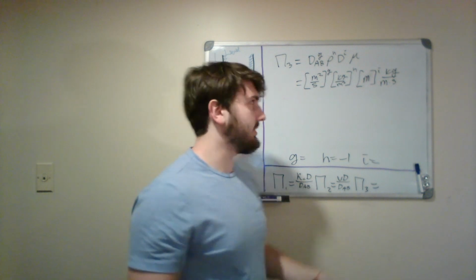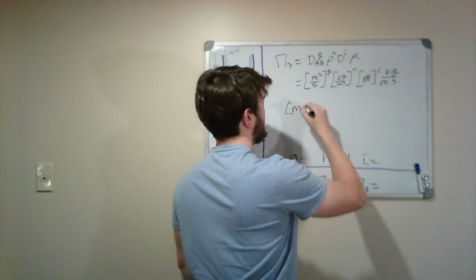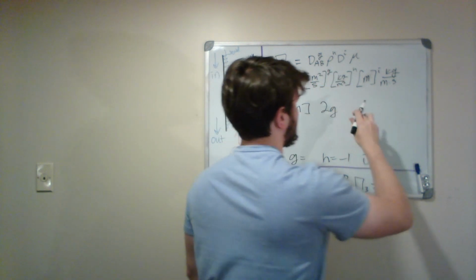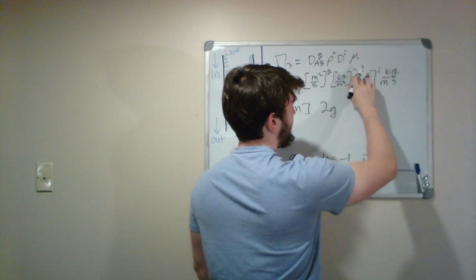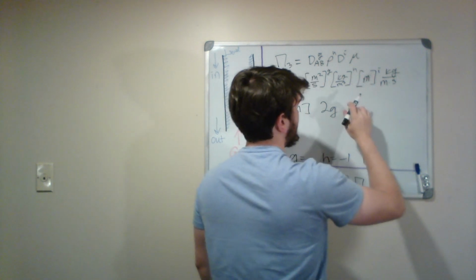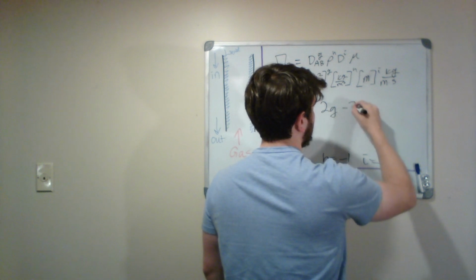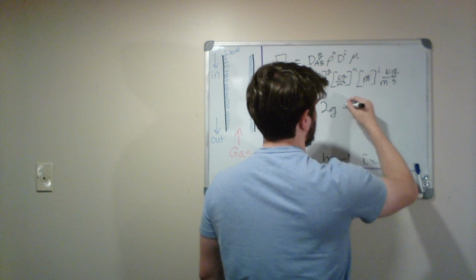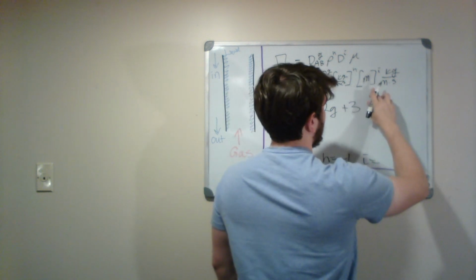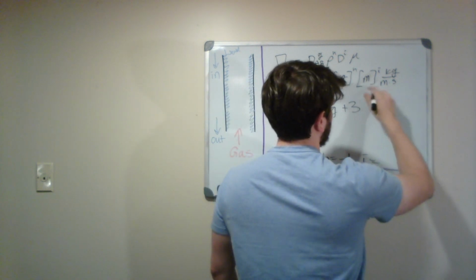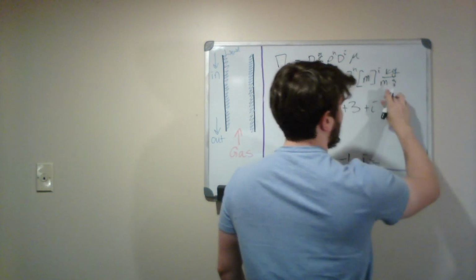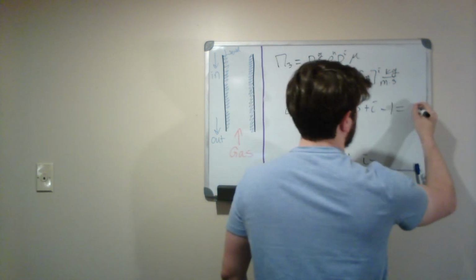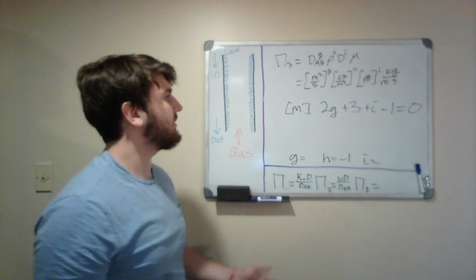Next, we're going to work with the meters. So with meters, we have it as 2g, and we already know that h is negative 1, so we're going to have that as negative 3h, which would make it positive 3, and then we're going to have this as plus I, and we're going to then subtract another 1 over there. And that must all equal 0.